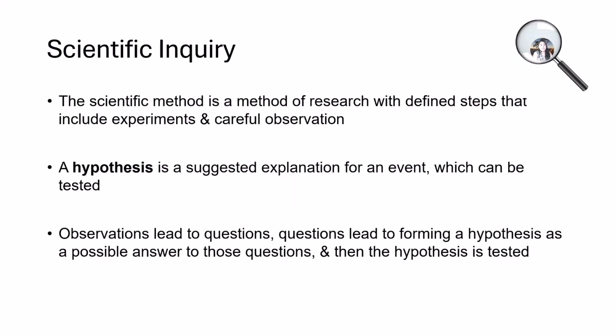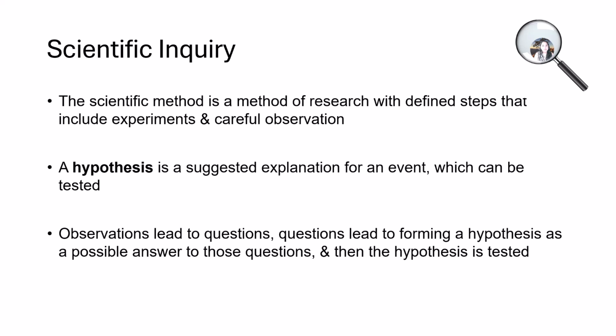So one thing that does kind of unite all these different fields, though, when you study science and biology, is we use the scientific method. And we actually use the scientific method kind of in our daily lives. So I'll give some examples. But the scientific method is a method of research with defined steps that include experiments and careful observation. So I'll get more into the steps, but it's basically performing an experiment and observing the changes that happen and trying to think through, well, what caused those changes? Why did this happen?